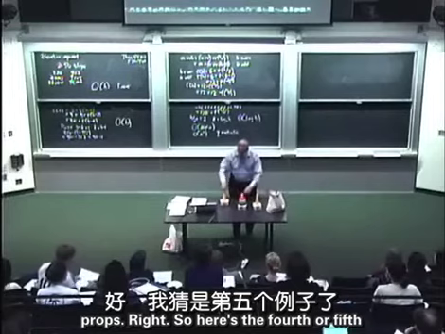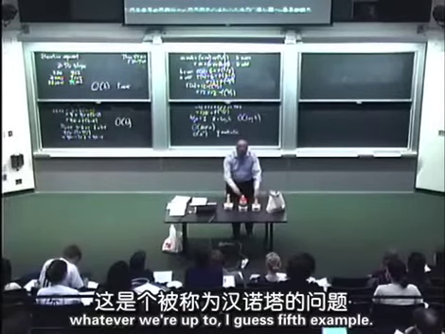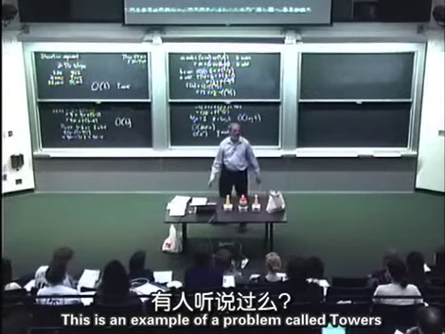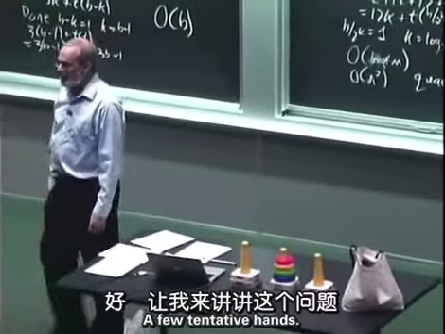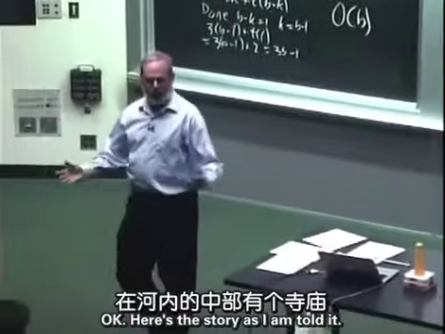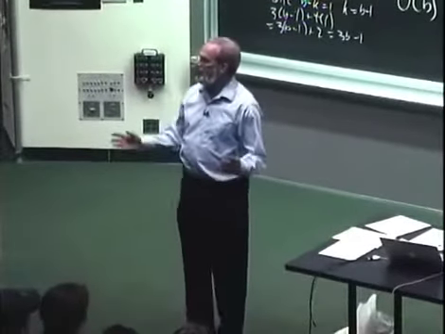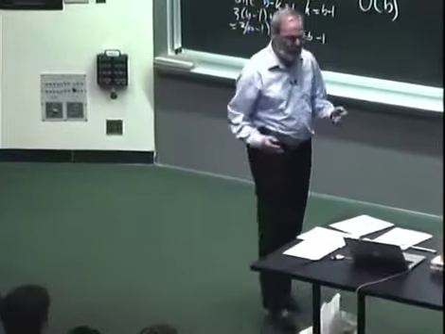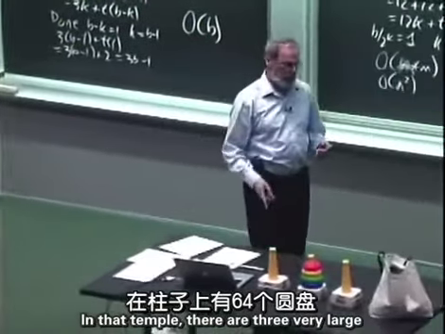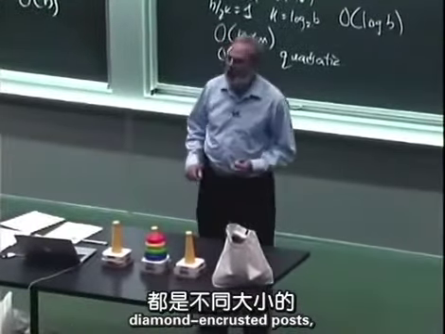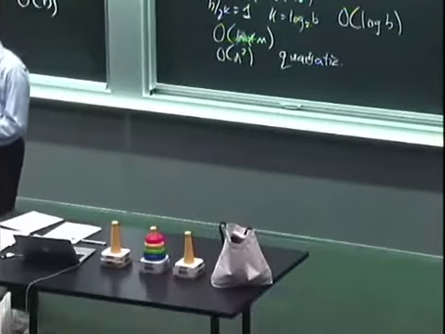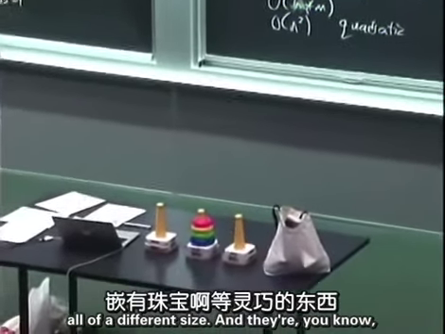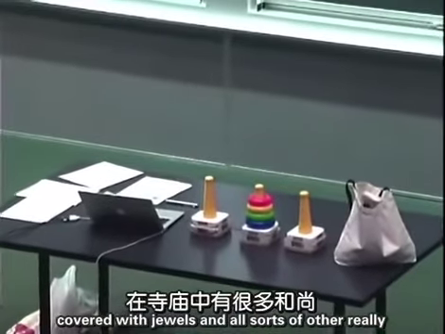So here's the fourth or fifth, whatever, I guess, fifth example. This is an example of a problem called Towers of Hanoi. Anybody heard about this problem? A few tentative hands. Okay. Here's the story as I'm told it. There's a temple in the middle of Hanoi. In that temple, there are 3 very large diamond-encrusted posts. And on those posts are 64 discs, all of a different size, covered with jewels and all sorts of other really neat stuff.